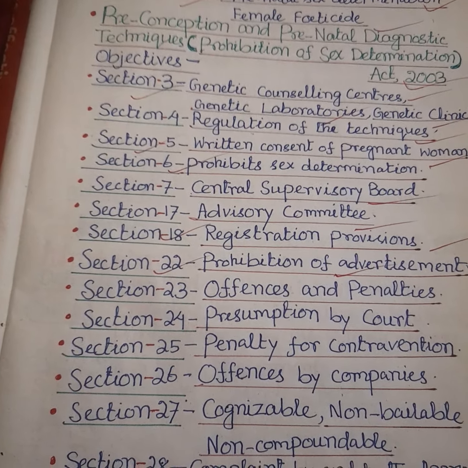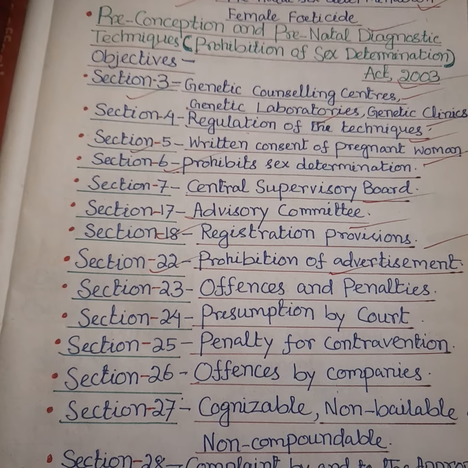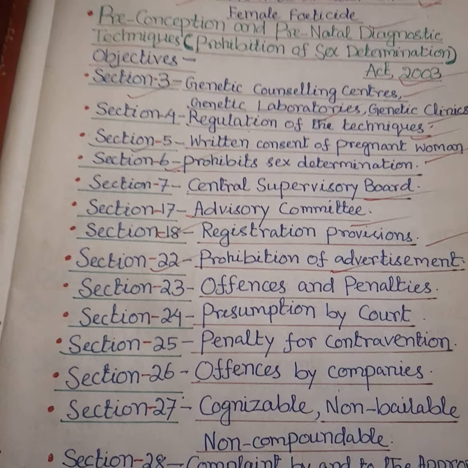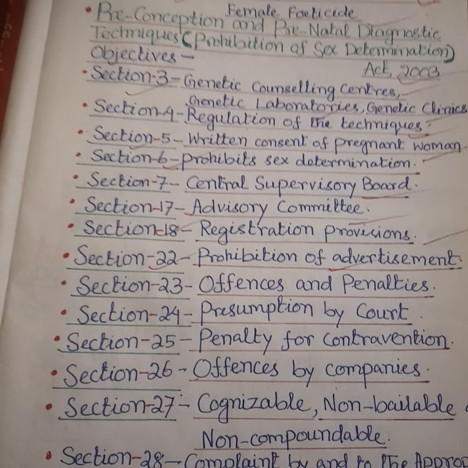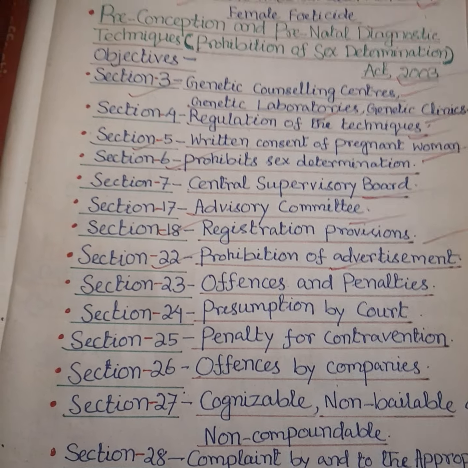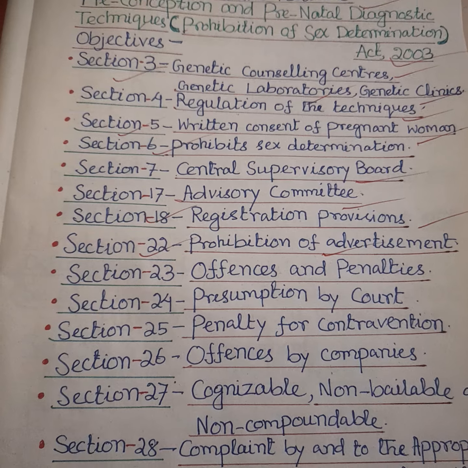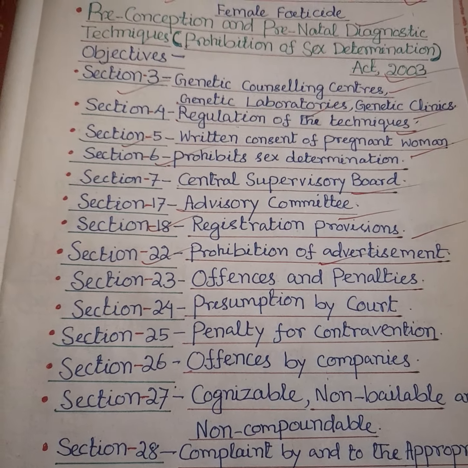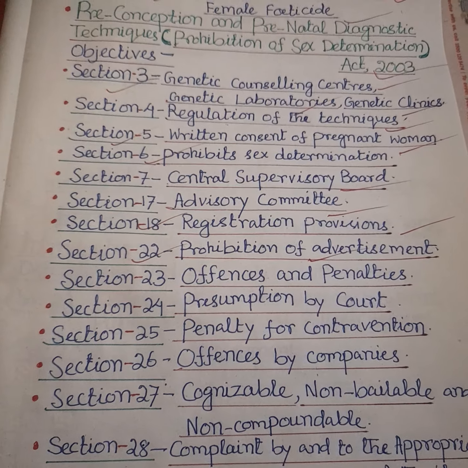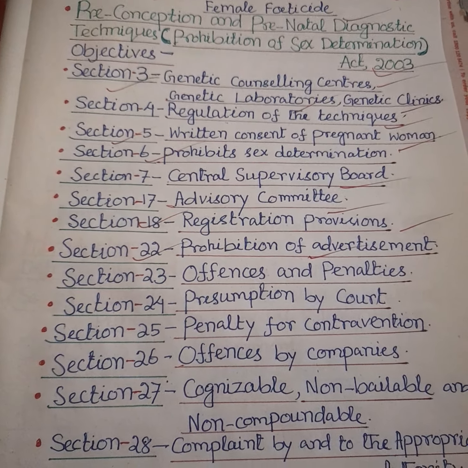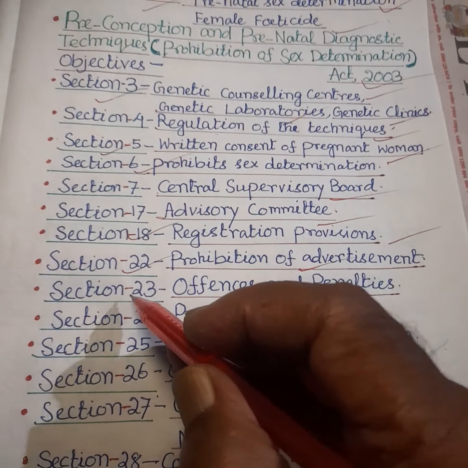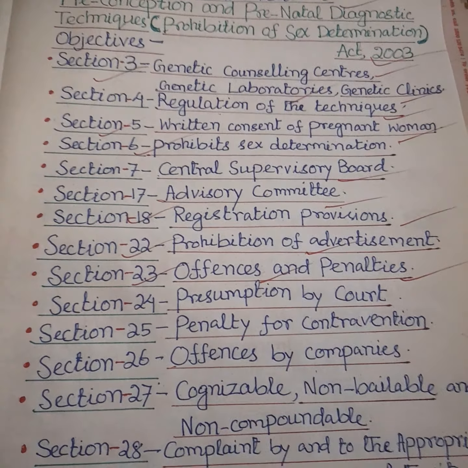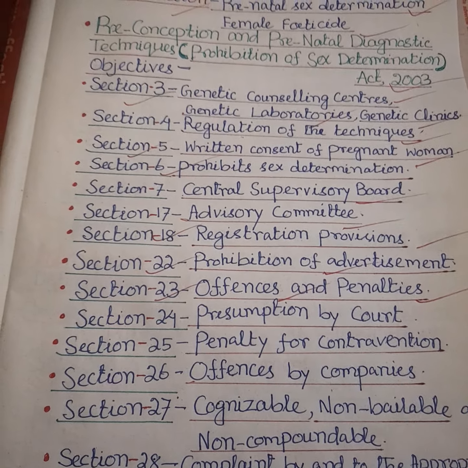It prohibits advertisement relating to prenatal determination of sex and provides for punishment for contravention, which is imprisonment up to 3 years and a fine up to rupees 10,000. Section 23 deals with offences and penalties under the Act.